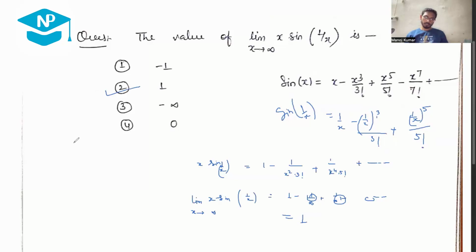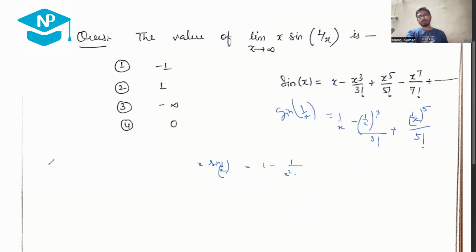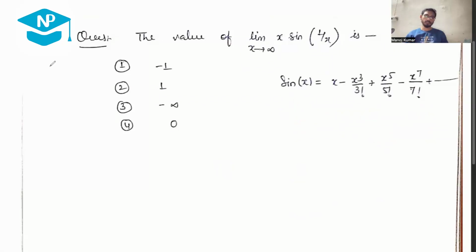Now another method is using L'Hopital's rule or one identity from class 12th. We know that the limit as x tends to 0 of sin x over x is equal to 1. So we can change this into the same form.